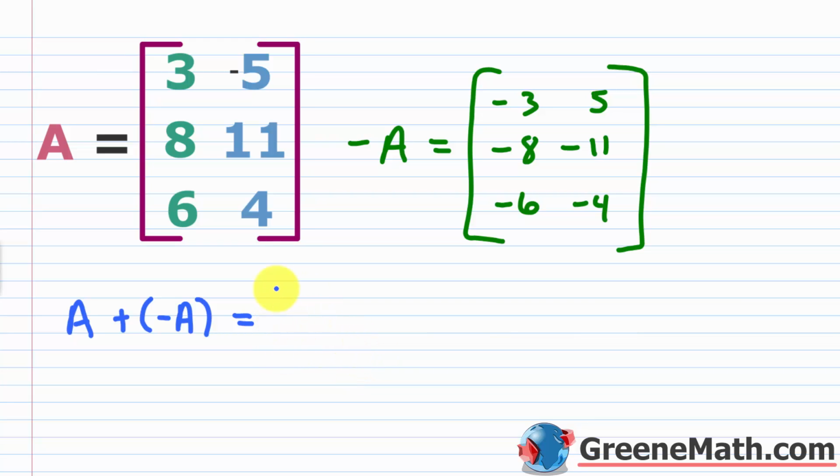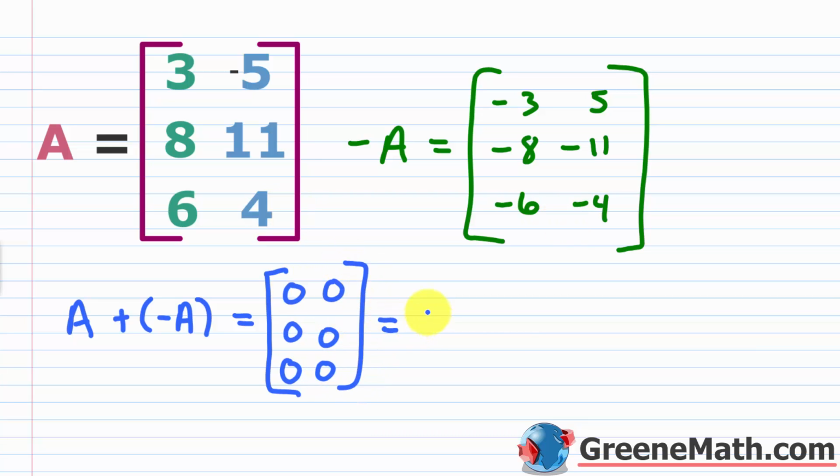And again, you can go through and crank this out to prove it. 3 plus negative 3 is 0. Negative 5 plus 5 is 0. 8 plus negative 8 is 0. 11 plus negative 11 is 0. 6 plus negative 6 is 0. And 4 plus negative 4 is 0. So again, you end up with this 0 matrix.